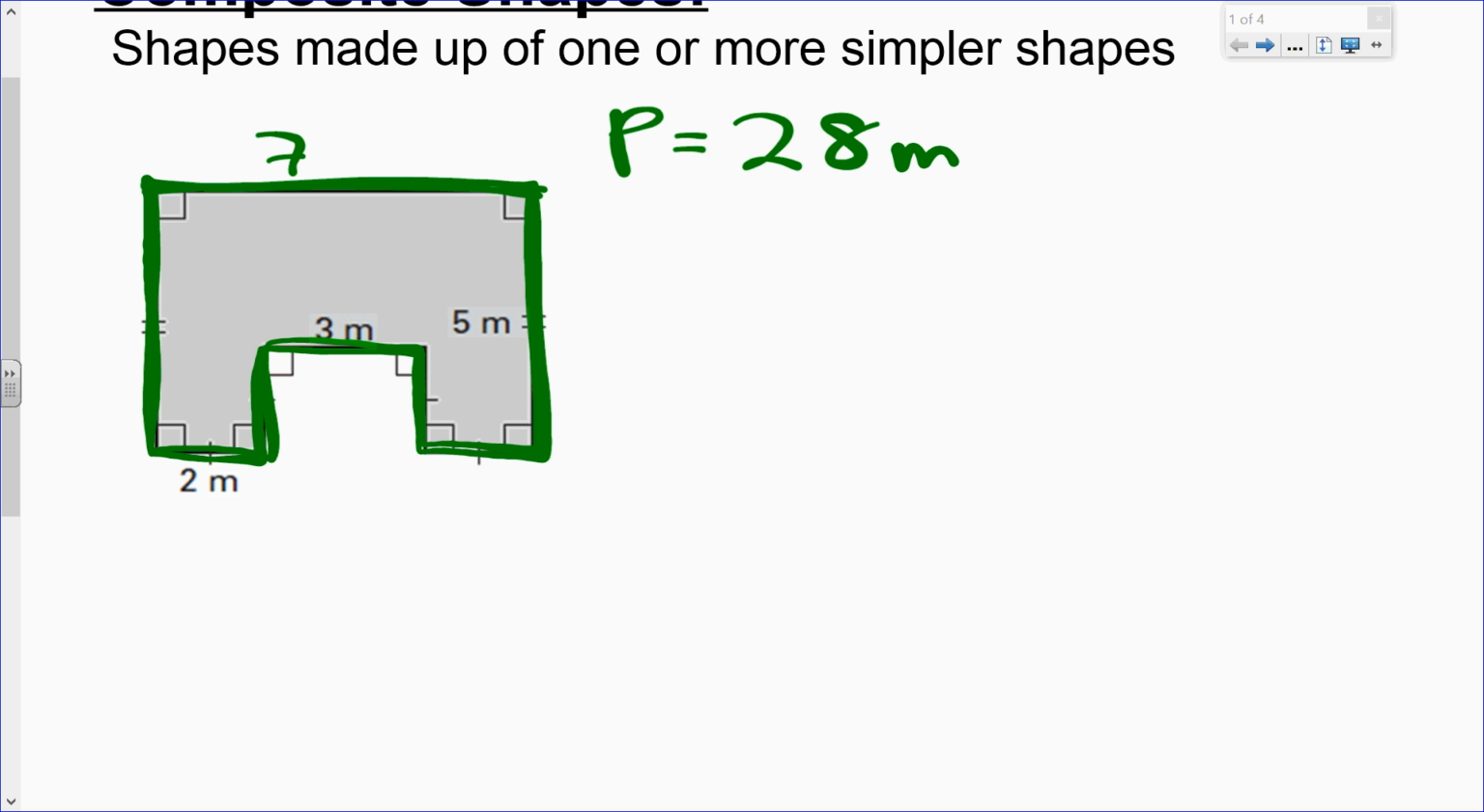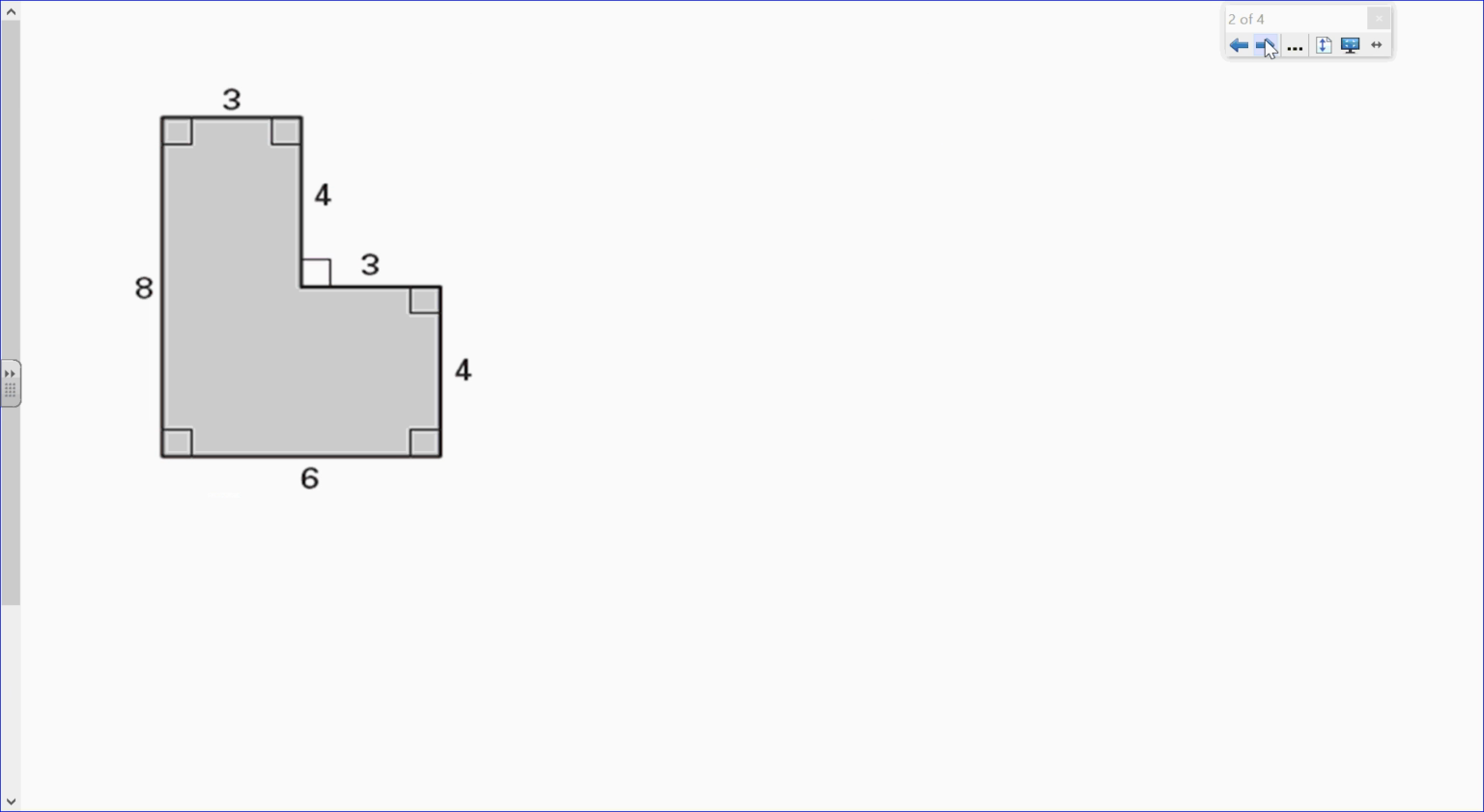Let's go over one more. We'll do the two in the back after the break. So let's do one more. This is example 2 on your notes. Okay? So let's find the area and perimeter of this one. I'll put A and P, just for short, area and perimeter.